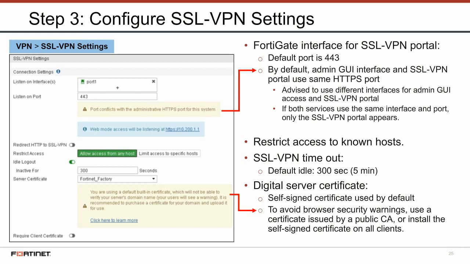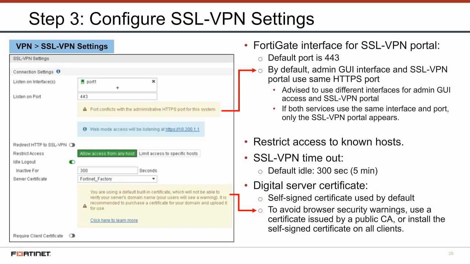Likewise, you generally don't enable administrative access on every interface of your FortiGate. So even though the ports may overlap, the interfaces that each one uses to access may not. However, if the SSL VPN login portal and HTTPS admin access both use the same port and are both enabled on the same interface, only the SSL VPN login portal will appear.